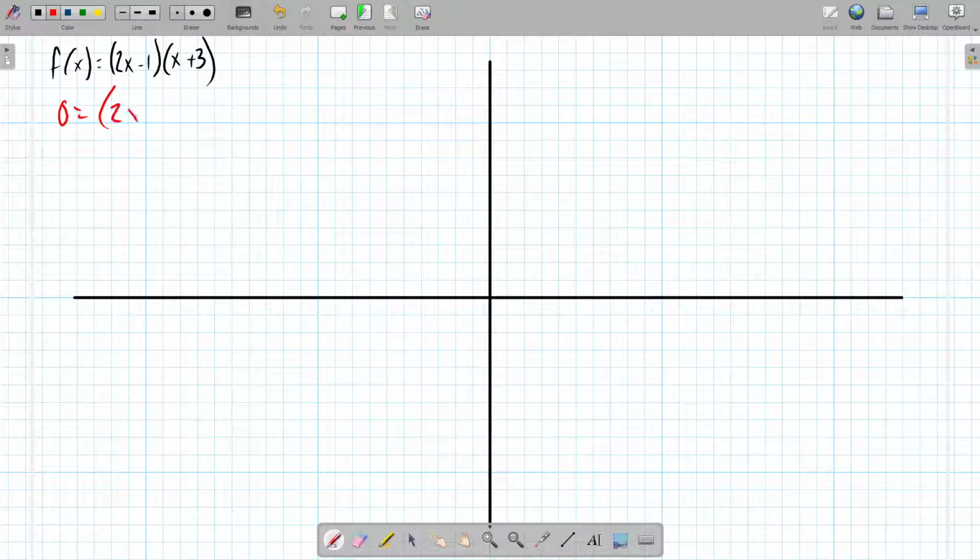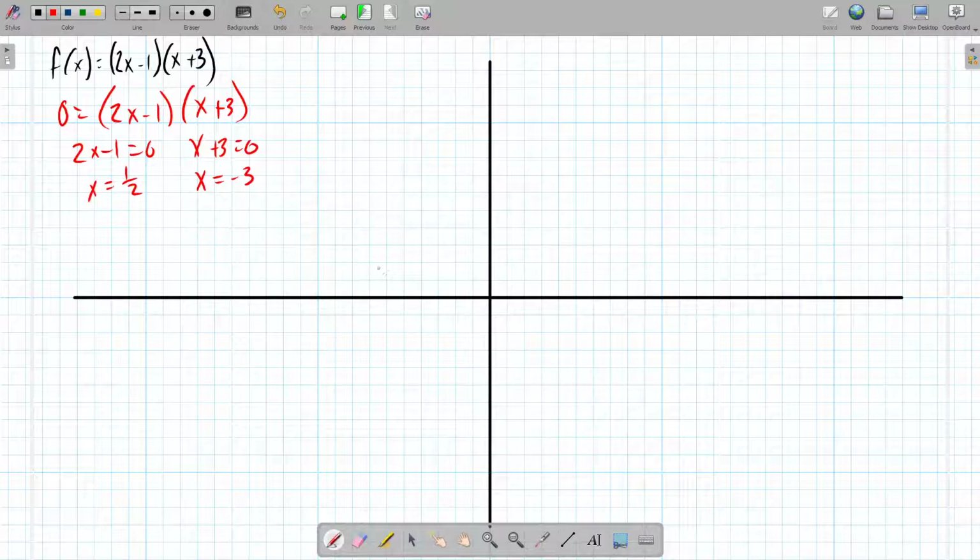Starting it exactly the same way, setting our factored form equal to 0 to take advantage of the zero product property, which says I can take 2x minus 1 and set that equal to 0, and I can take x plus 3 and set that equal to 0, and solve. So if I add 1 and then divide by 2, we're going to get 1/2, and subtracting 3, we get -3. So our two x-intercepts are at -3 and 1/2, so we can label that x-intercept at (-3, 0), and (1/2, 0).